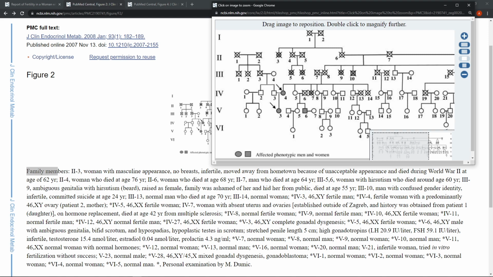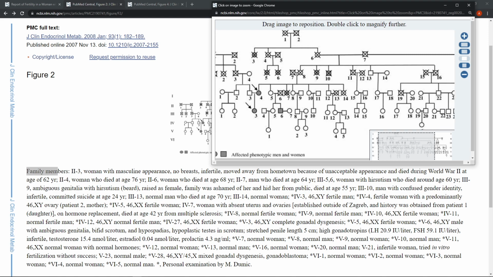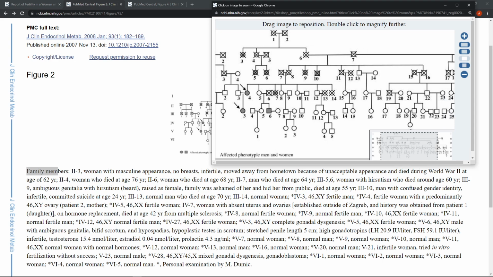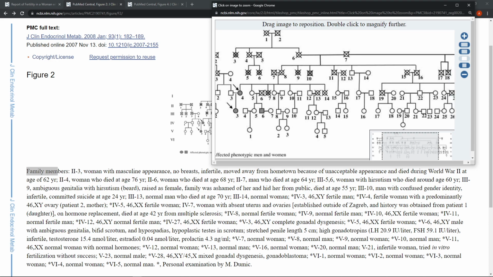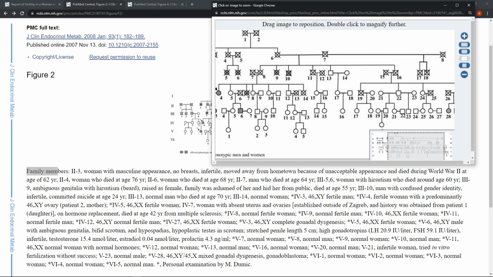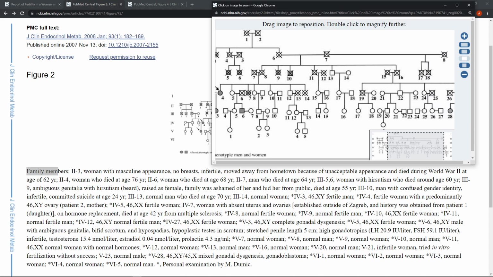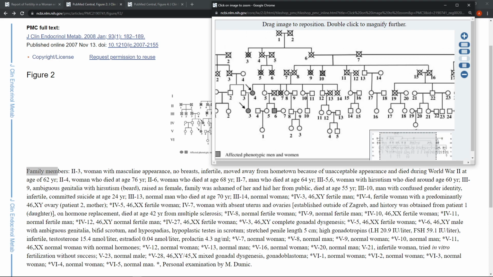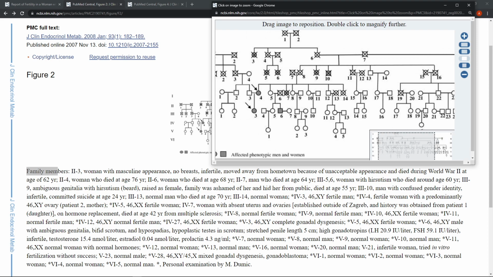Right, 2-6, woman who died at 68 years old, unaffected. 2-7 was the man she married, who died at age 64. They went on to have children who were affected, including the grandparents of the original patient.